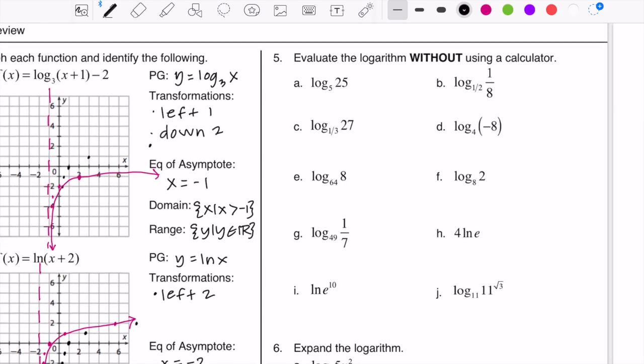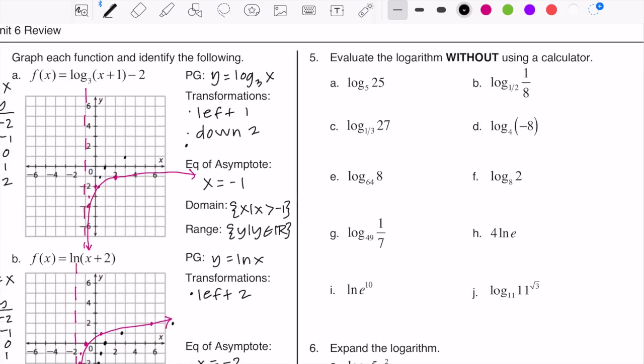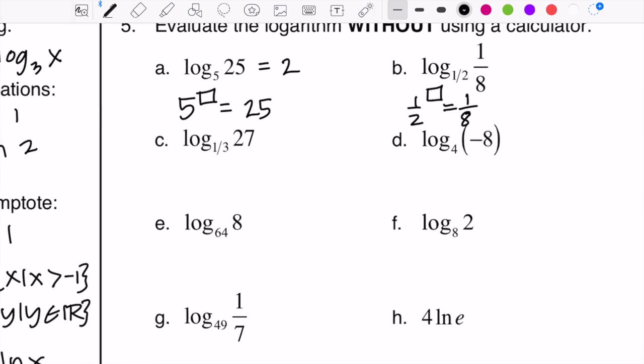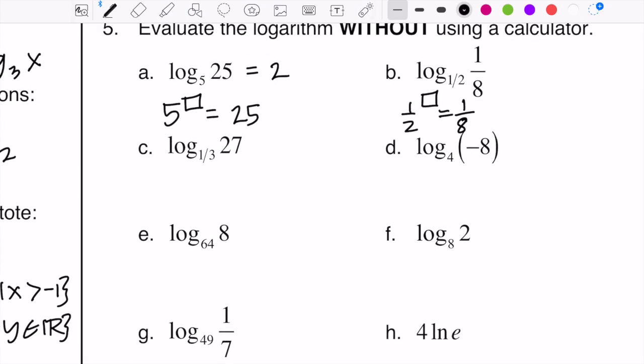This says evaluate the logarithm without a calculator. You can see that these all have numbers with them and not variables, so that means we can simplify if possible. The way we do this is, 5 to what power is 25? This equals 2. 1/2 to what power equals 1/8? A lot of students think that this one is going to be negative 3, but it's not, because these are both reciprocal powers. So it's only 2 to what exponent equals 8, and that's going to be 3.